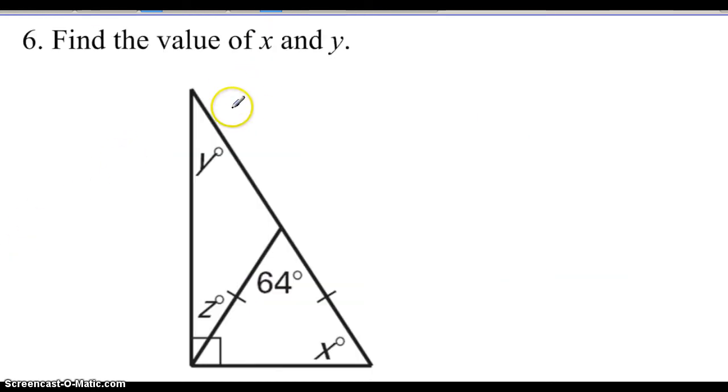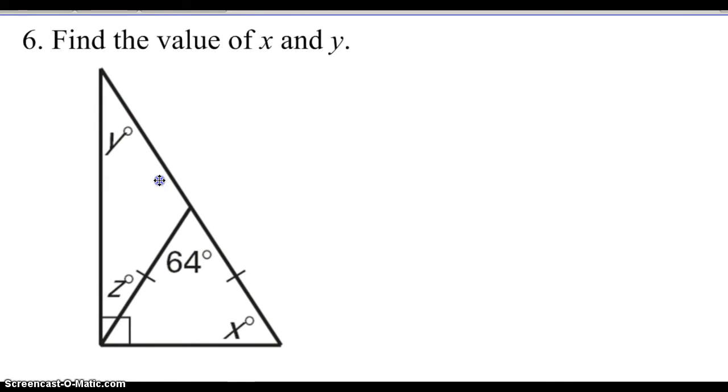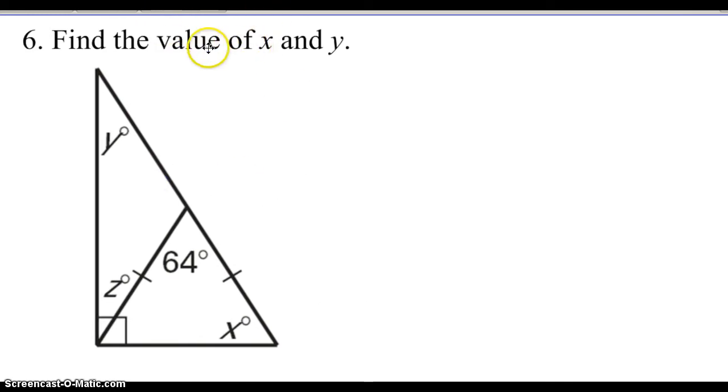Next problem, for those that kind of like a puzzle, this is just the concepts of triangle sum theorem, isosceles triangle, right triangle, whatever you need to do. So why don't you pause and see which ones you can come up with on your own first, and if you get stuck, then refer back to me.